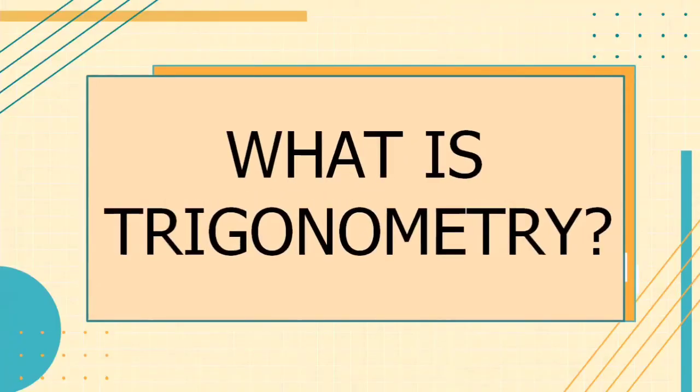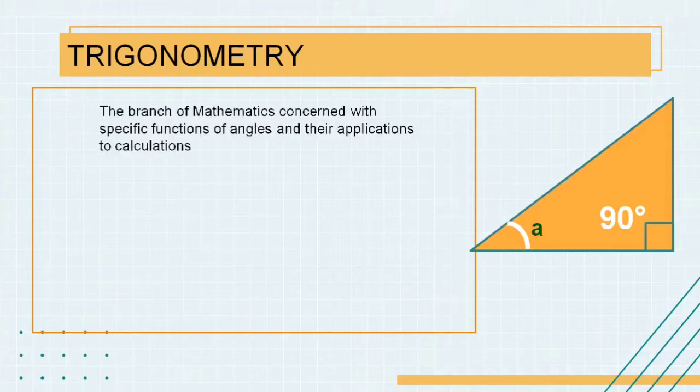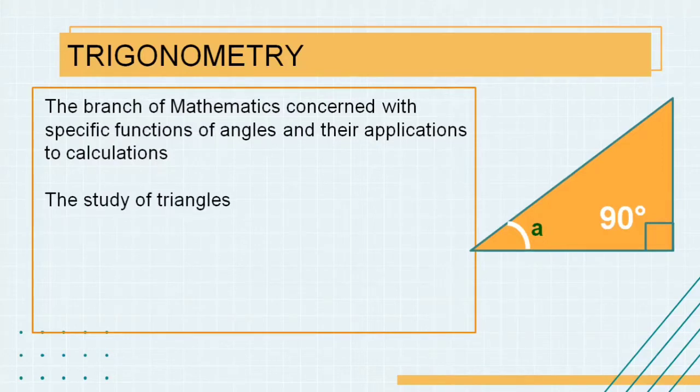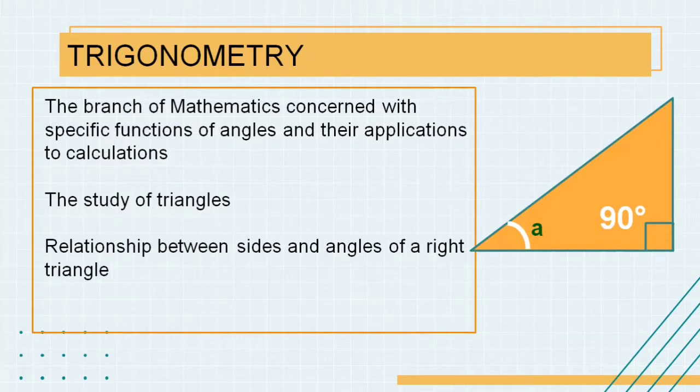Before I introduce the 6 trigonometric functions, let's define first trigonometry. What is trigonometry? According to Britannica.com, trigonometry is the branch of mathematics concerned with specific functions of angles and their applications to calculations. Trigonometry developed from a need to compute angles and distances in such fields as astronomy, map-making, surveying, and artillery range finding. It is also defined as the study of triangles, specifically the relationship between sides and angles of a right triangle. Trigonometry studies the relationships between the side lengths and angles in a triangle.